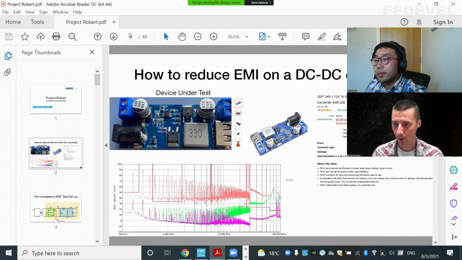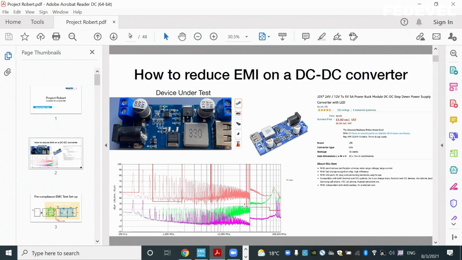Okay, so I'm thinking we could start. I remember our first call, and we were talking about what kind of video or example we could make, and you came up with this idea: find a power supply somewhere on the internet, buy it and measure it, and let's see if we could improve it.